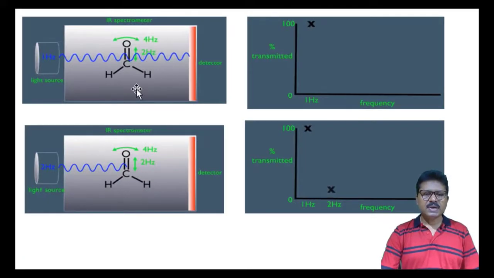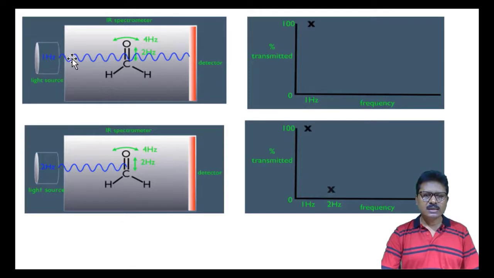Now in IR spectroscopy, this is the sample, which is formaldehyde. For the analysis of this sample, one side is the IR source and the other side is the detector. The frequency of the IR source can be set as per our requirement. So at the first step, say I have set the frequency of this IR source to 1 Hz, meaning this source can emit an infrared radiation of 1 Hz.